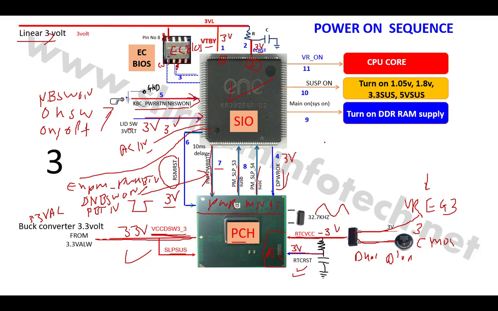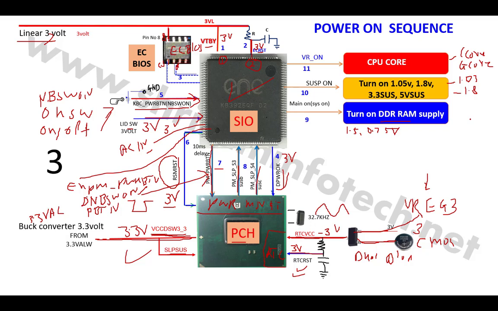So if the laptop has DDR3 RAM, then the DDR3 RAM requires 1.5 volt, then 0.75 volt. If the PCH is there, then the PCH requires 1.05 volt, then 1.8 volt. The CPU core requires the CPU core voltage and the graphics core voltage. So these are the voltages required.